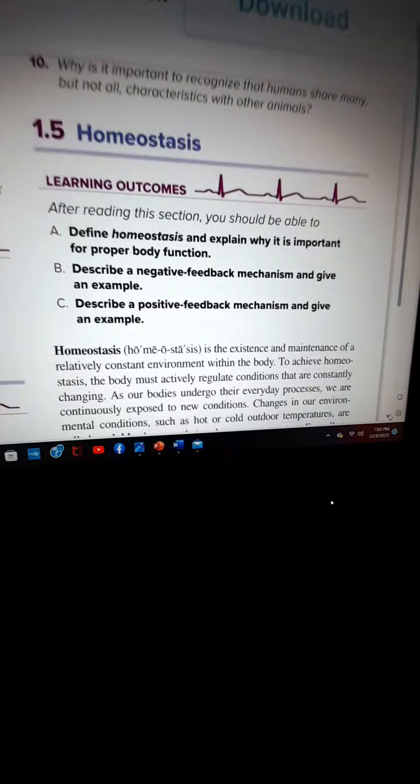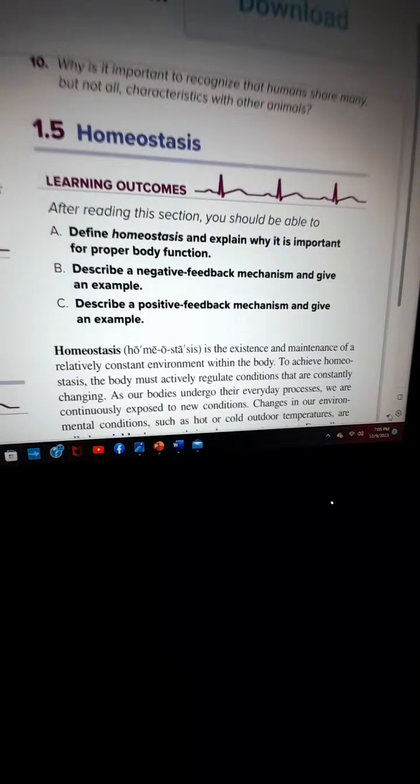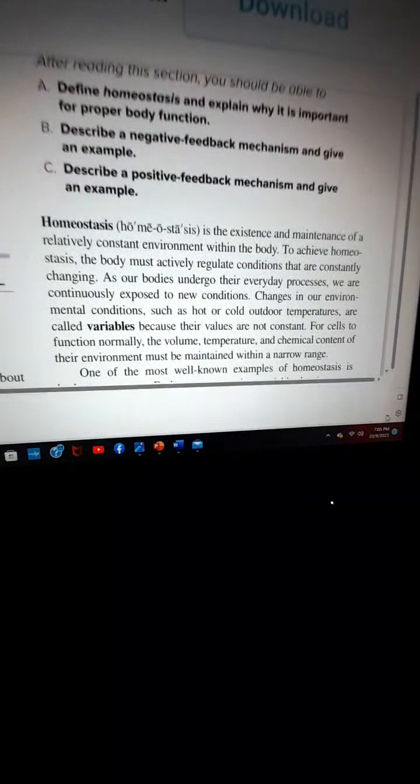Homeostasis. Why is it important to recognize that humans share many but not all characteristics with other animals?